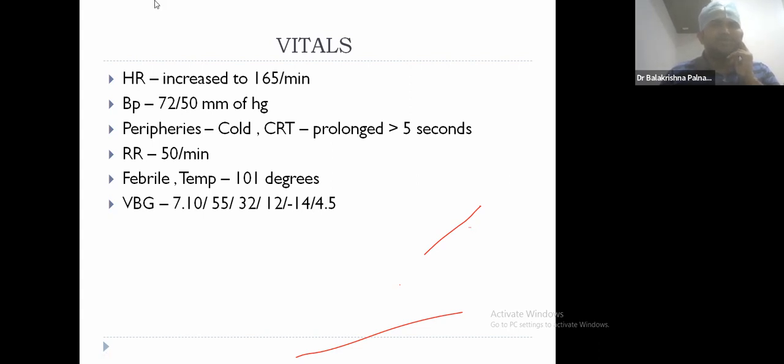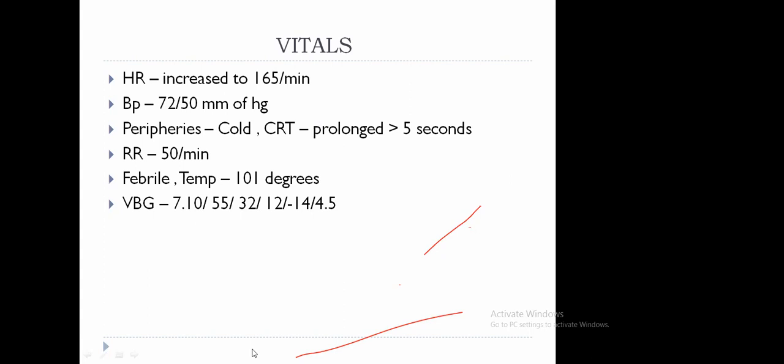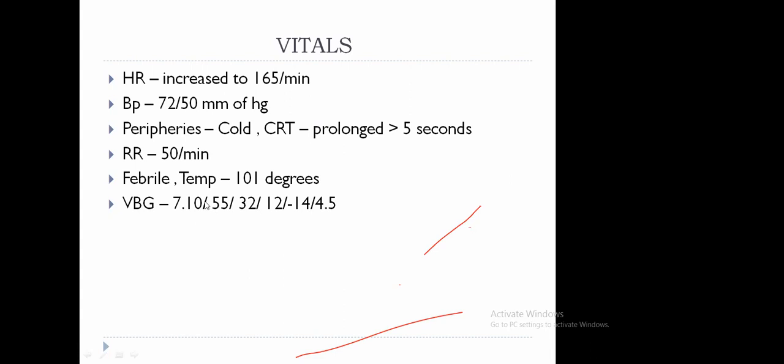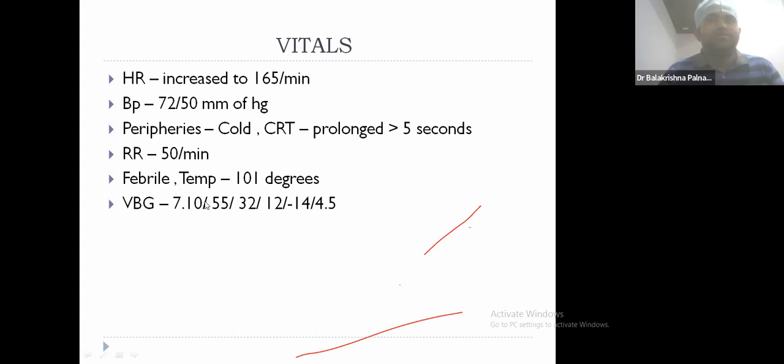Can anyone interpret for me what the blood gas is here? What is the interpretation of this blood gas? Mixed metabolic acidosis. Sorry, so metabolic acidosis is there. Along with it, is there anything? Respiratory also. So there is both respiratory and metabolic acidosis. Definitely, even when the child is tachypnoeic, your PCO2 is still quite high. So there is a mixed respiratory plus metabolic acidosis.